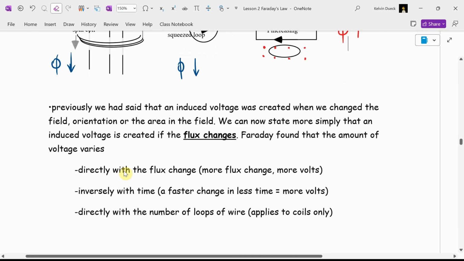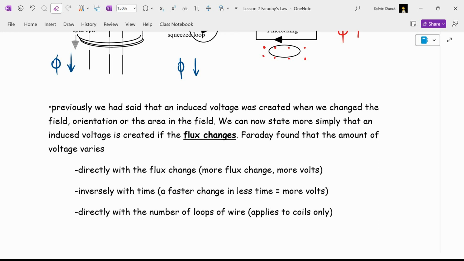So previously we said that an induced voltage was created when we change the field or the orientation or the area in the field. Faraday summarized this, Jacob, by saying, you know what? We induce voltage when flux changes. When there is a change in flux, there will be an induced voltage. And if you hook it up to a circuit, an induced current.